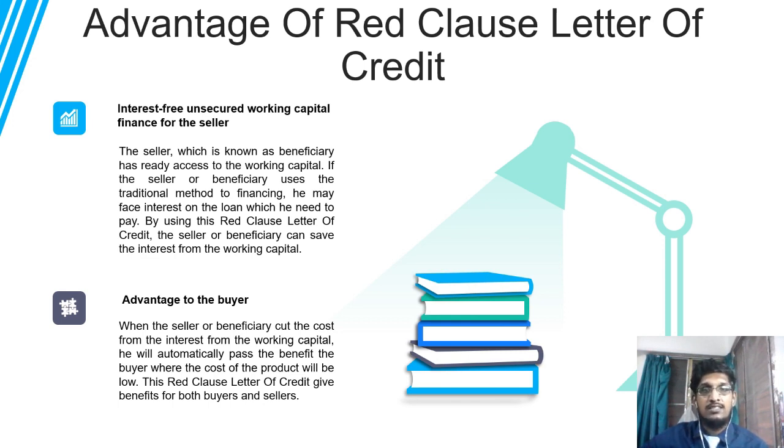By using this red clause letter of credit, the seller or beneficiary can save the interest from the working capital. So the second advantage is the advantage to the buyer. When the seller or beneficiary cuts the cost of the interest from the working capital, he will automatically pass the benefit to the buyer, where the cost of the product will be low. This red clause letter of credit gives benefit to both buyers and sellers.